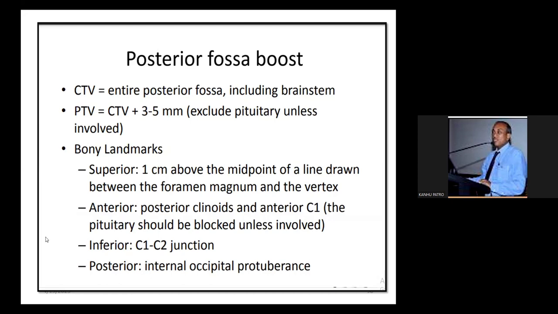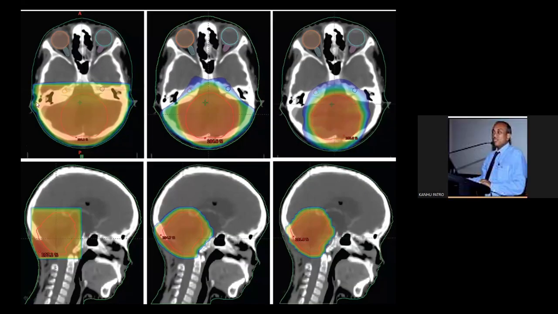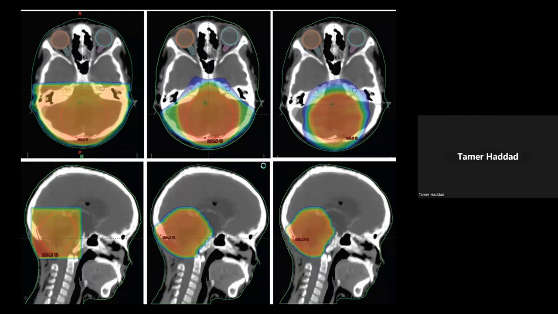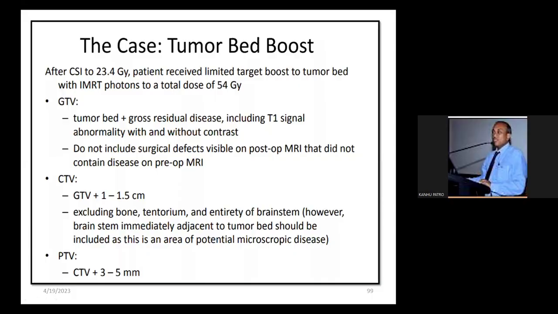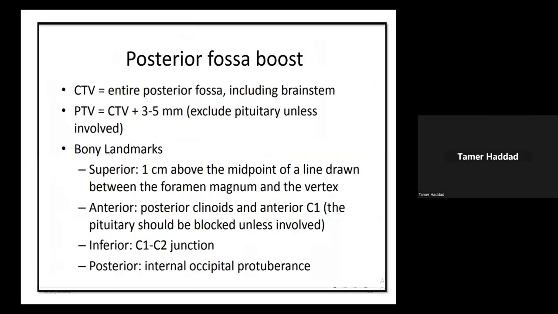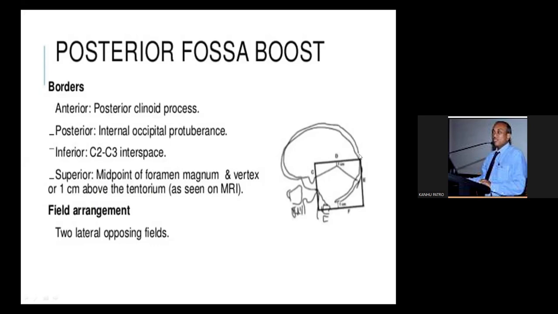So if you have a doubt, this is the evaluation of the posterior fossa boost from the bilateral field to the conformal field. You can see here. And remember, if you are planning for the tumor bed boost only, you fuse the old MRI, give 1 to 1.5 centimeter margin and plan accordingly.